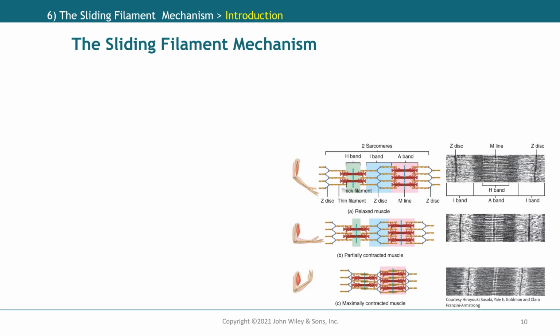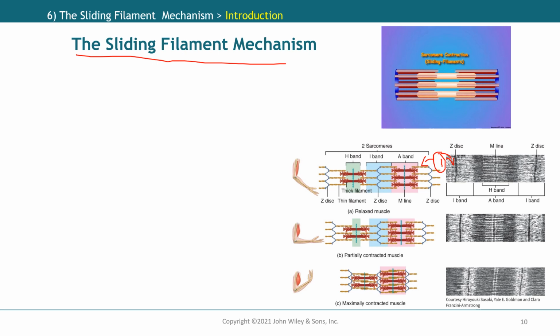So we are going to start talking about the sliding filament mechanism, and here we were just talking about all the section before, the pictures and the schematics. But as I said before, rather than a static picture, what we're going to have is a dynamic process. So here in the beginning, you see this is a relaxed muscle. Here you have a partially contracted muscle, as you can see in this picture, and you can also have a fully contracted muscle in this picture.